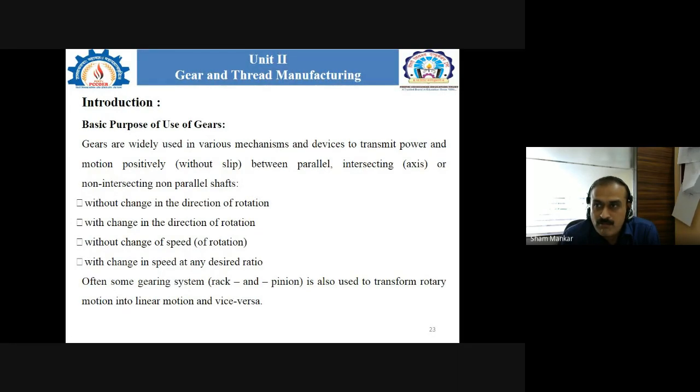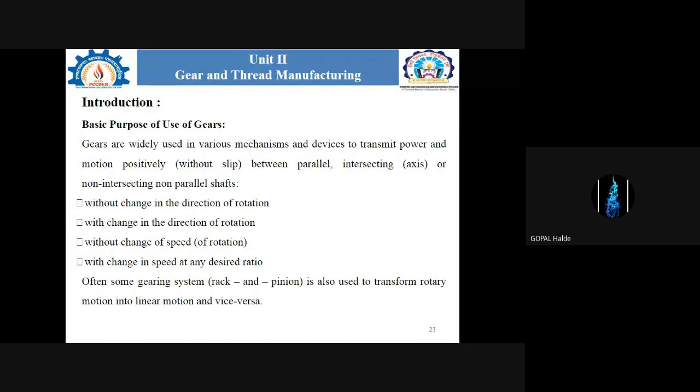Aniket? Aniket More? I'm audible, Aniket? Gear terminologies. Yes. Okay. Gopal, can you explain whatever the discussion is regarding unit number 2? Gopal Harde. Gopal, yes, I'm audible, sir. Yes, please.